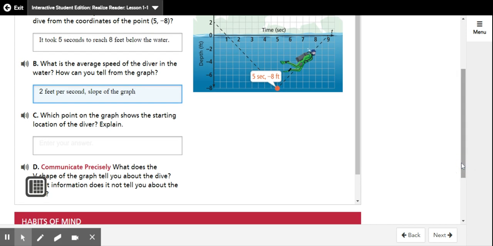Which point on the graph shows the starting location of the diver? At time 0 is where the diver started. So the point would be the ordered pair 0, 2. At time 0, the diver was 2 feet above the water.